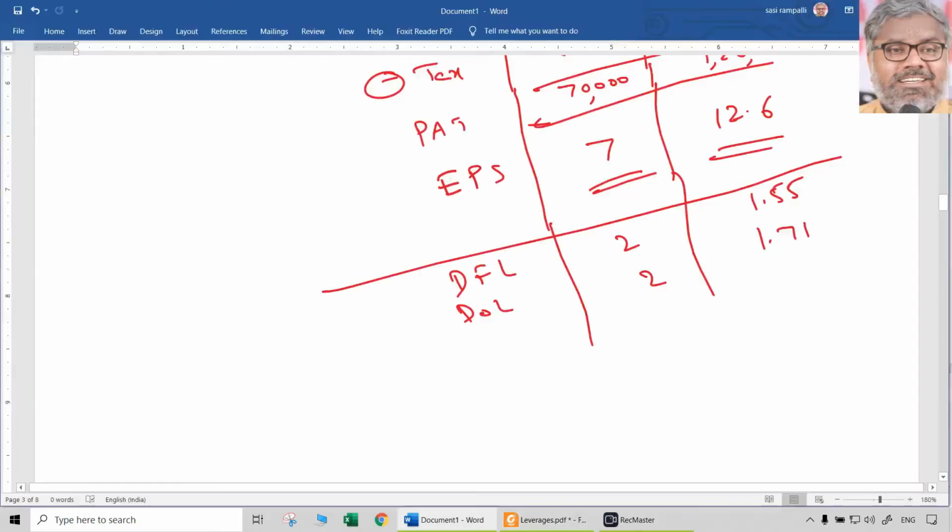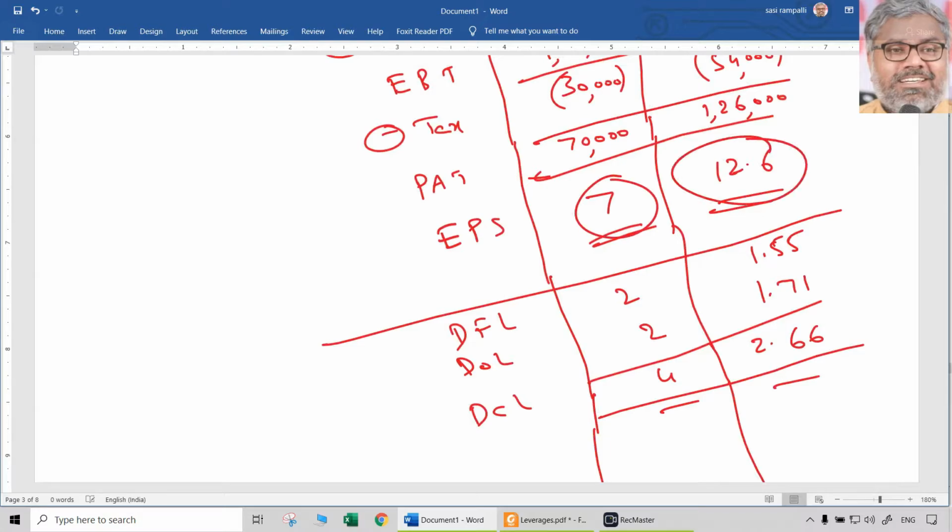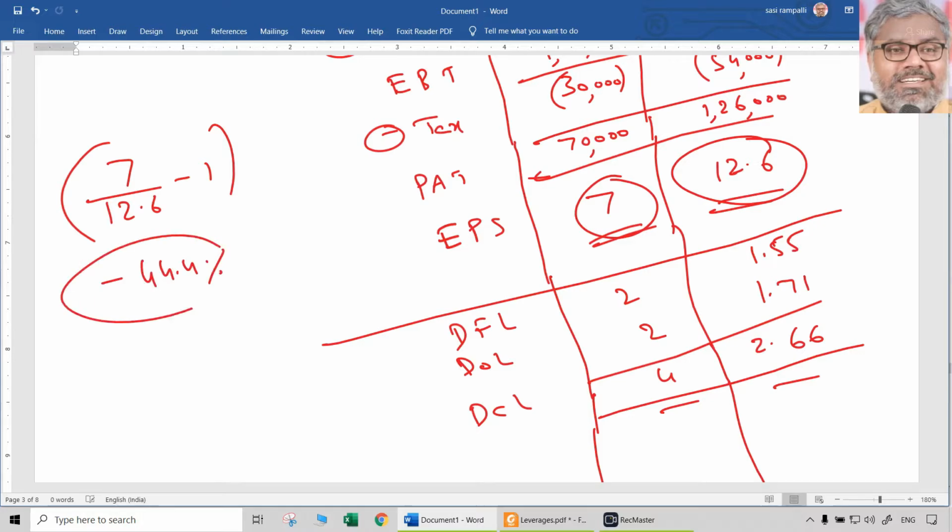Third question, percentage change in EPS. This can be done in multiple ways because you know how much is EPS already, how much change happened. New by old minus 1. New is 7, old is 12.6. Be careful. So 7 divided by 12.6 minus 1. That gives minus naturally. Minus 44.4%.